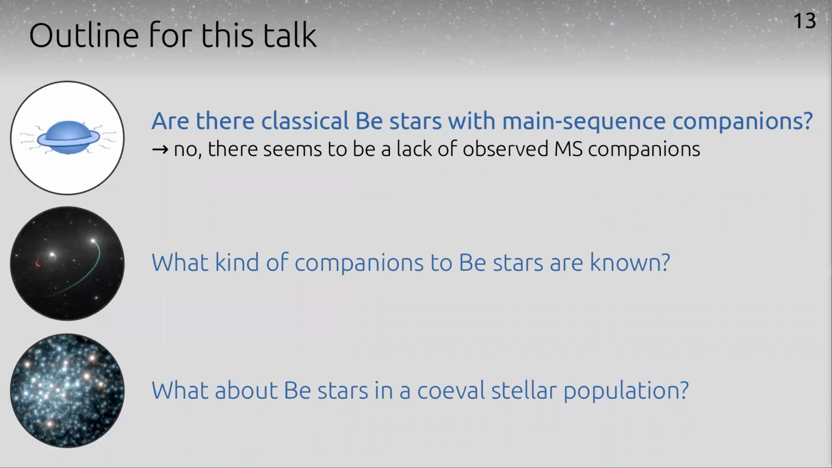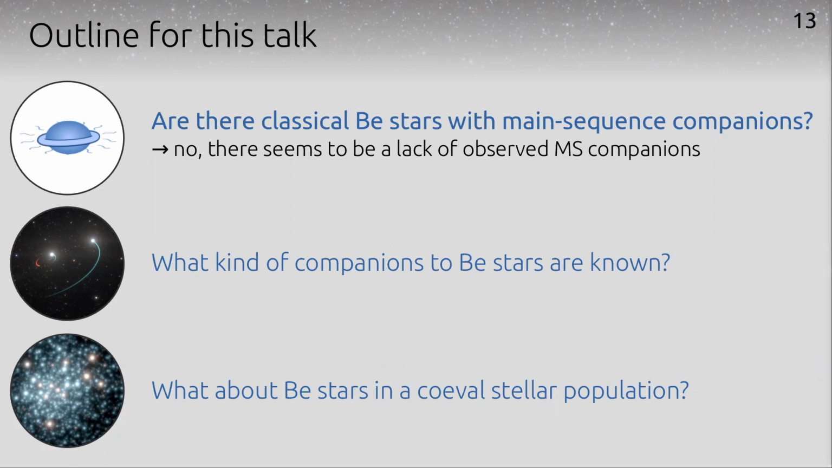So already this first point gives us an idea where there seems to be a lack of observed main sequence companions to BE stars. As I said, it was a literature study. A more stringent test would be to have homogeneous spectroscopy of all of them. But for now, this is all the data or the literature that was available.